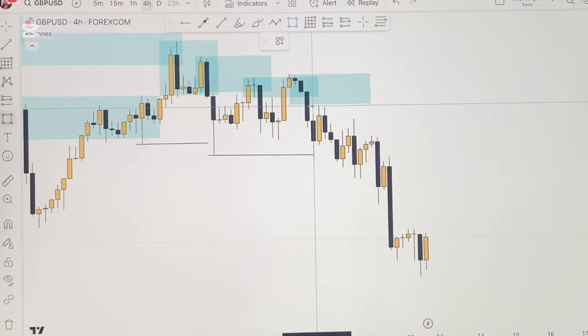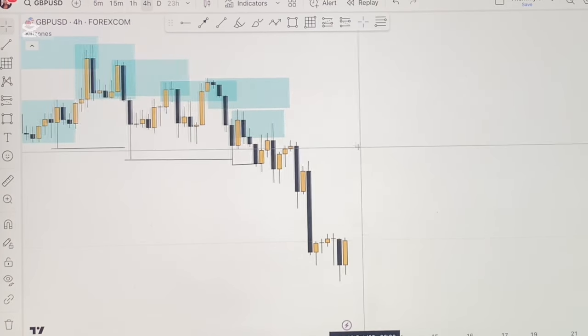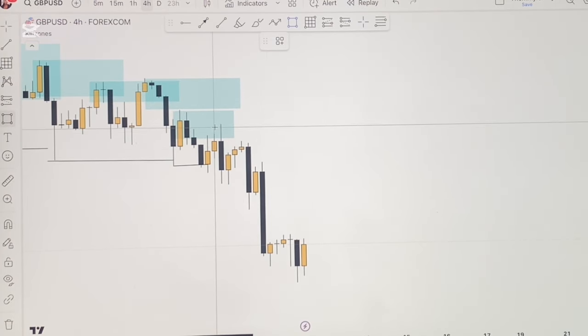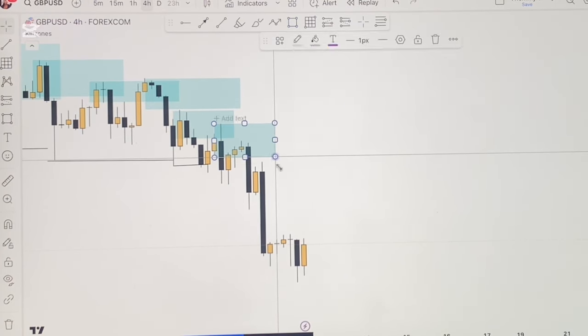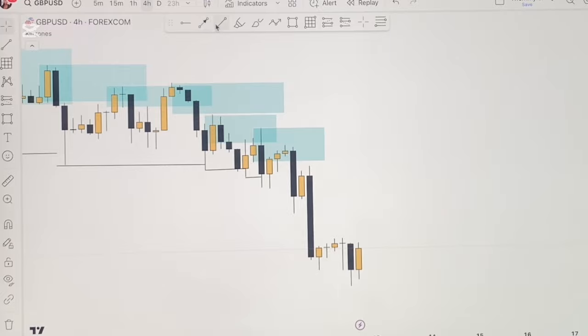and again we broke structure. Market came back from this level, came back into this supply. From there again, market created this supply, came back into it after we broke this level as well. We broke this level again, market came back here.